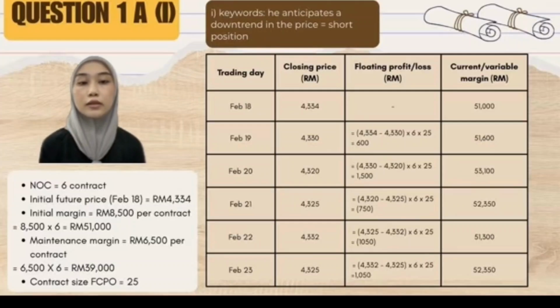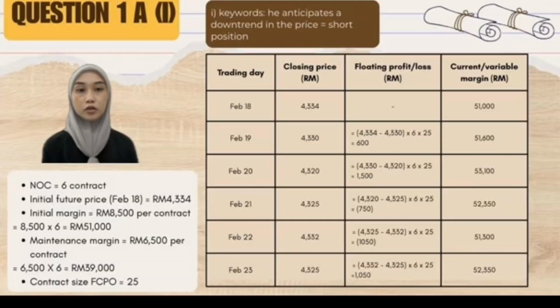The total profit is calculated using the difference between the initial futures price and the closing futures price. RM 4,334 minus RM 4,325, times 6 and times 25, will equal RM 1,350. Therefore, Mr. Lee earns a total profit of RM 1,350 because the futures price closes lower than the initial futures price.